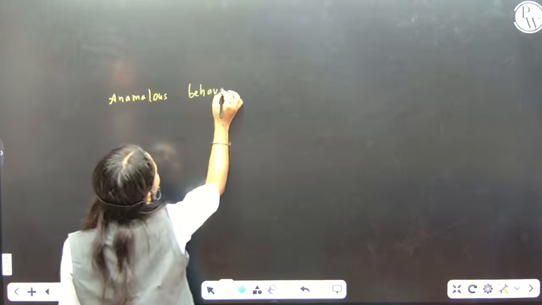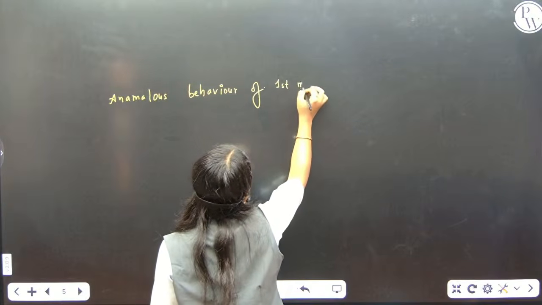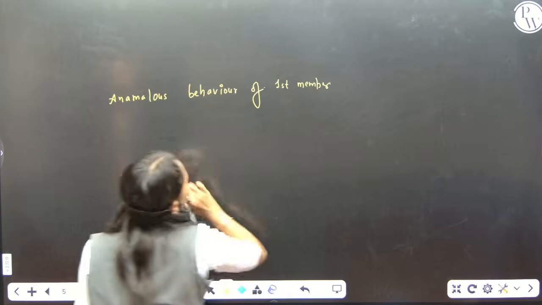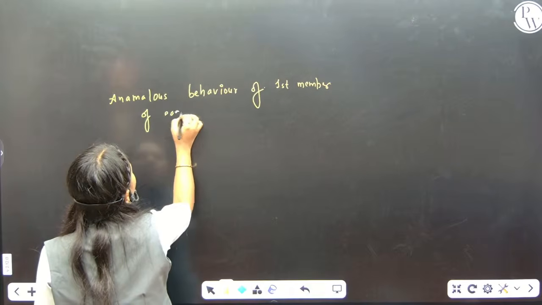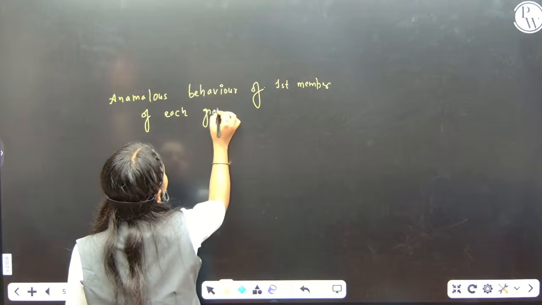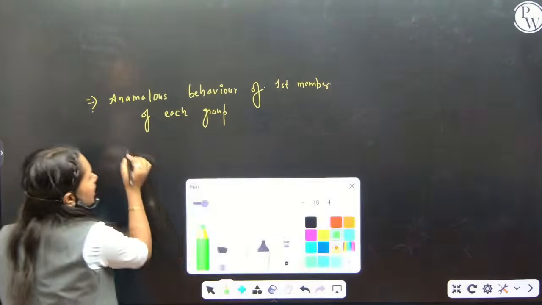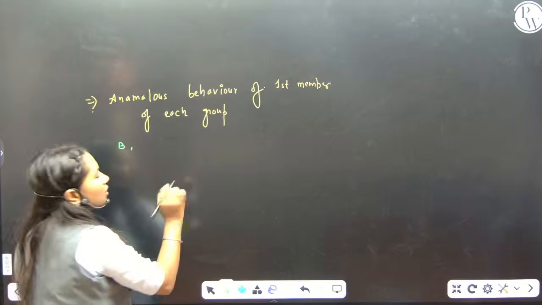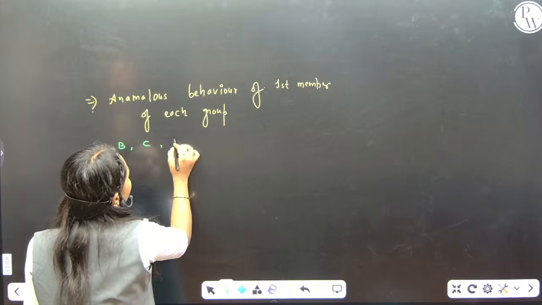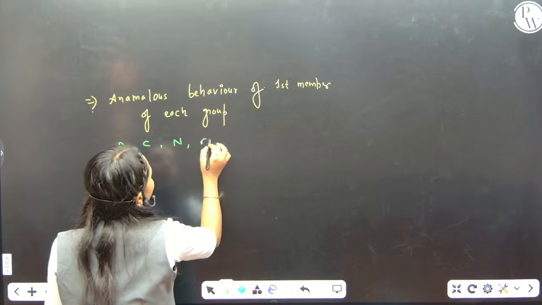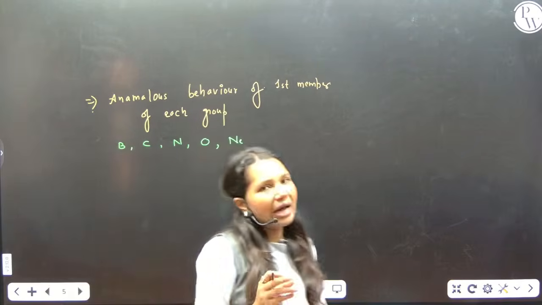Anomalous behavior of the first member of each group. So what are those elements? Boron from group number 13, carbon from group number 14, nitrogen from group number 15, oxygen, fluorine and neon. They all are going to show anomalous behavior.